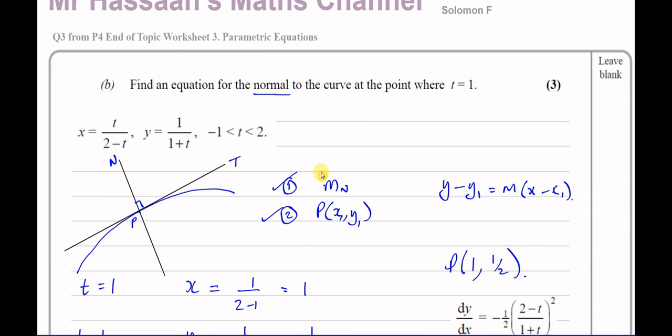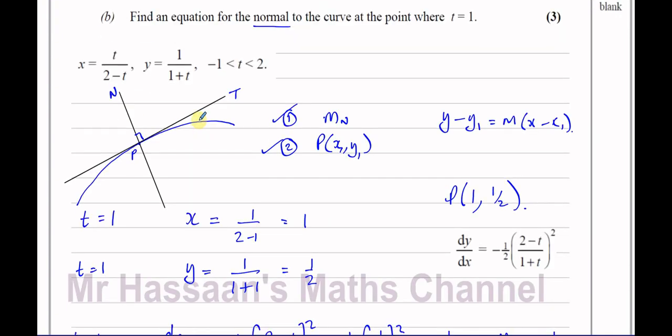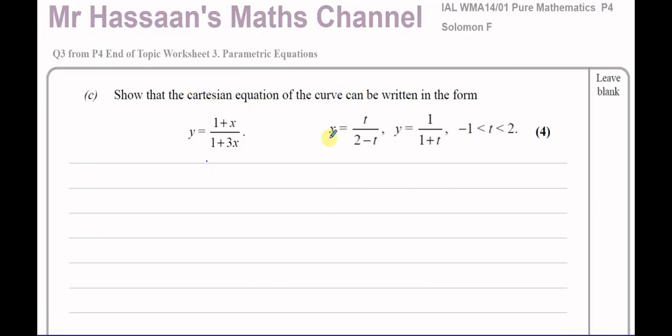And there we have answered part B of this question number 3 from the end of topic worksheet. Now we're going to go on to part C. Part C says, show that the Cartesian equation of the curve can be written in this form: y equals 1 plus x over 1 plus 3x.